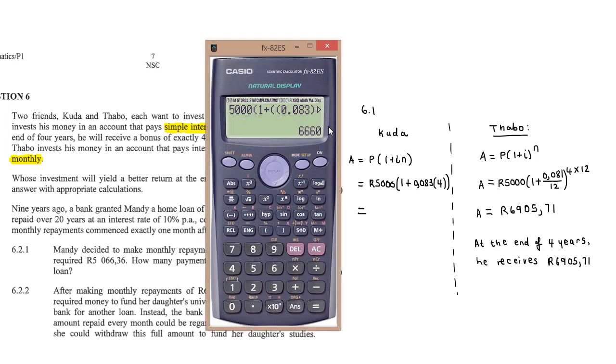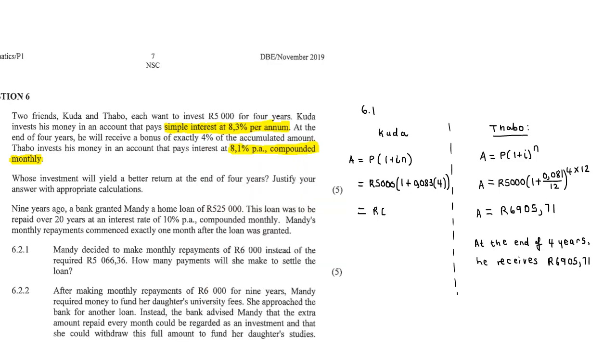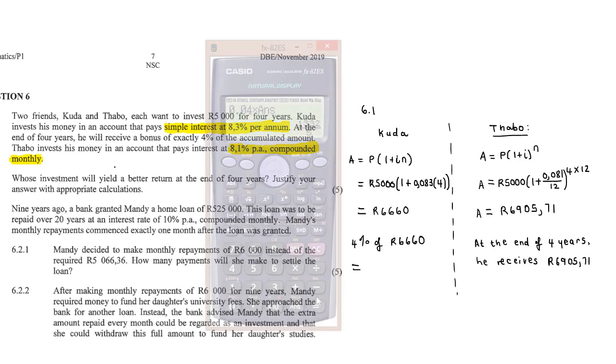Right, so that works out to be 6,660 Rand. That's how much he accumulates at the end of the 4-year period. But remember that his bank promised him 4% off the 6,660, so we need to work that out.